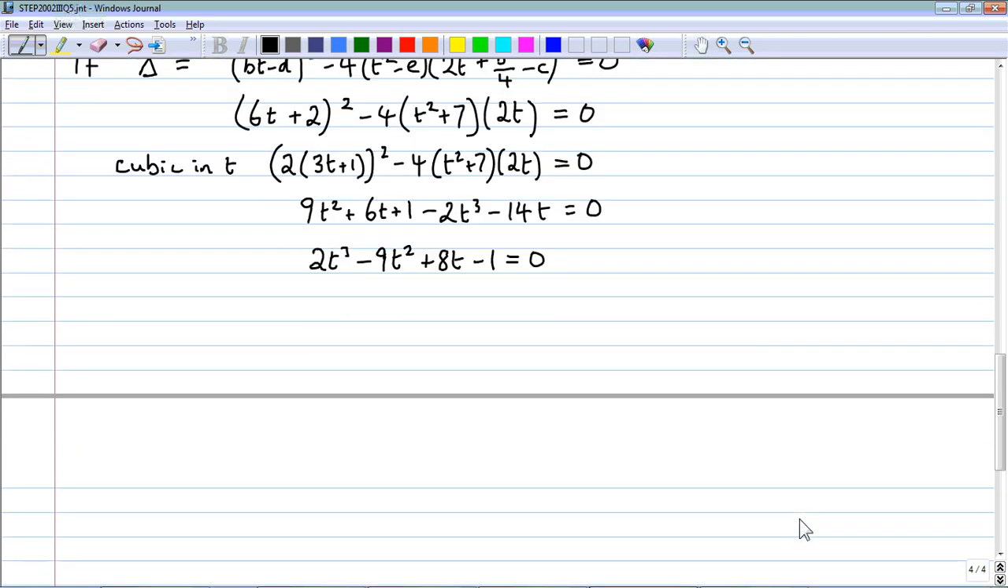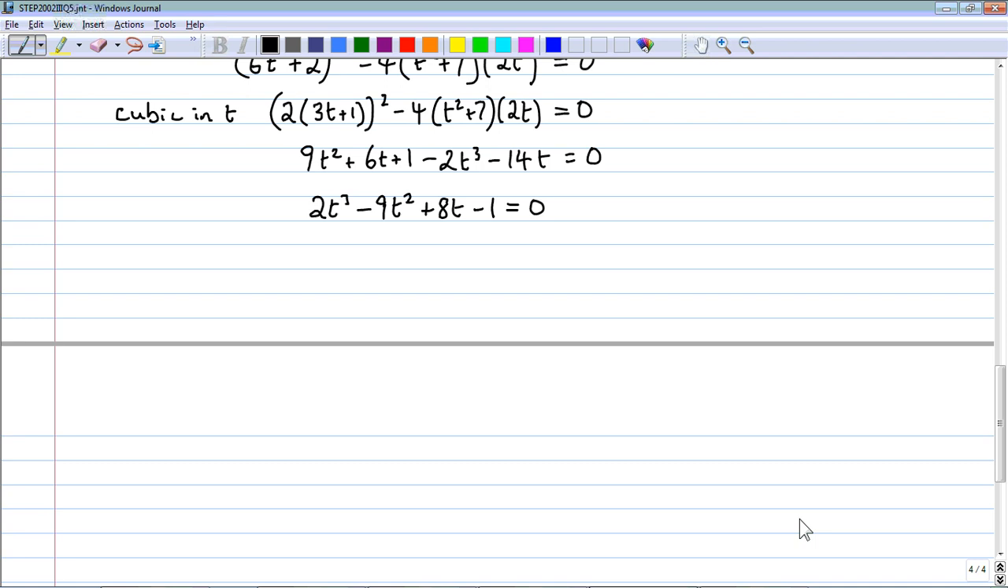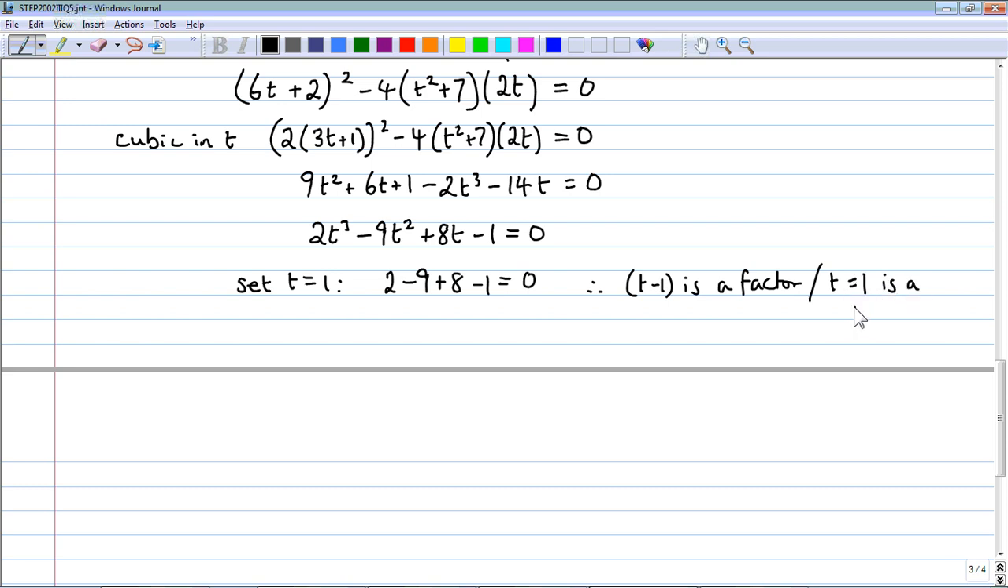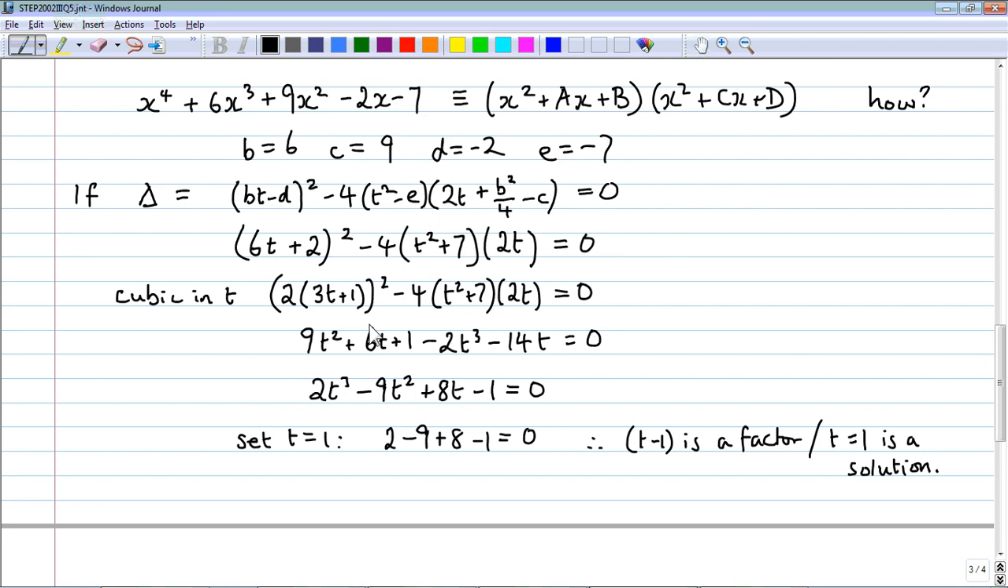It may have 3 real values, but it has at least one real solution. And this is a particularly easy one. We can easily see that if we set t equals 1, then t - 1 is a factor, or t = 1 is a solution. So let's try and follow the logic again here. If t is equal to 1, then the discriminant is 0.